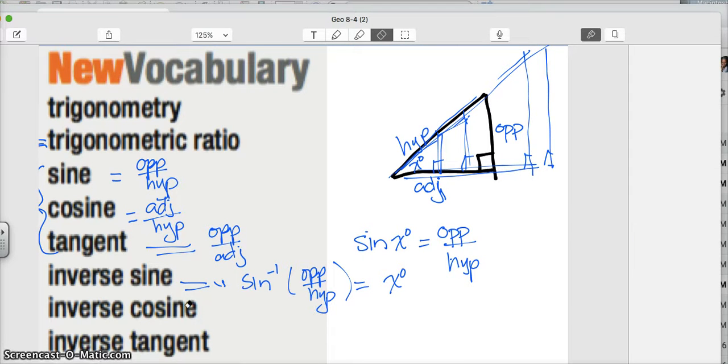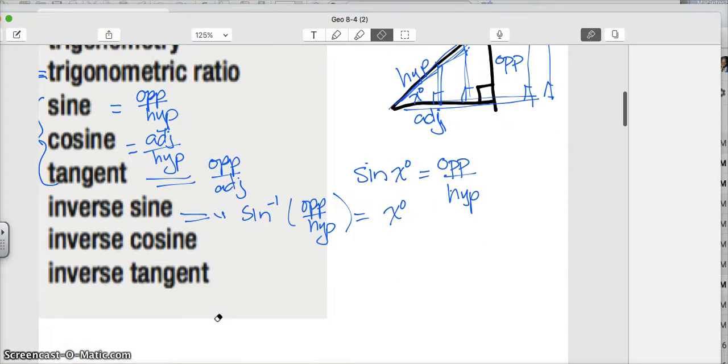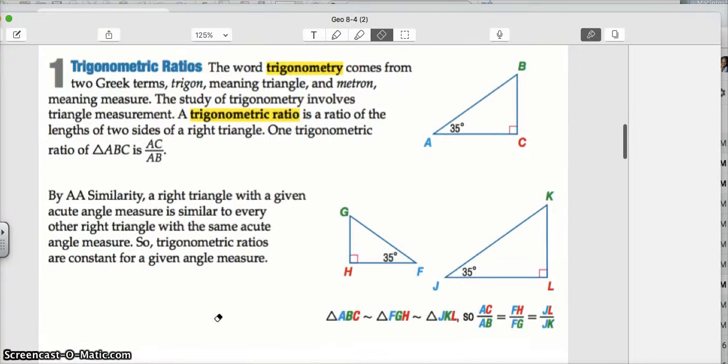I know it seems crazy, but it'll make sense soon. So inverse sine, inverse cosine, inverse tangent would be doing the exact same thing. If I know the cosine of an angle, I can figure out the angle by doing the inverse cosine. If I know the tangent of an angle, I can figure out what that angle is by doing the inverse tangent. Let's get to a couple more bits of information that might be helpful.